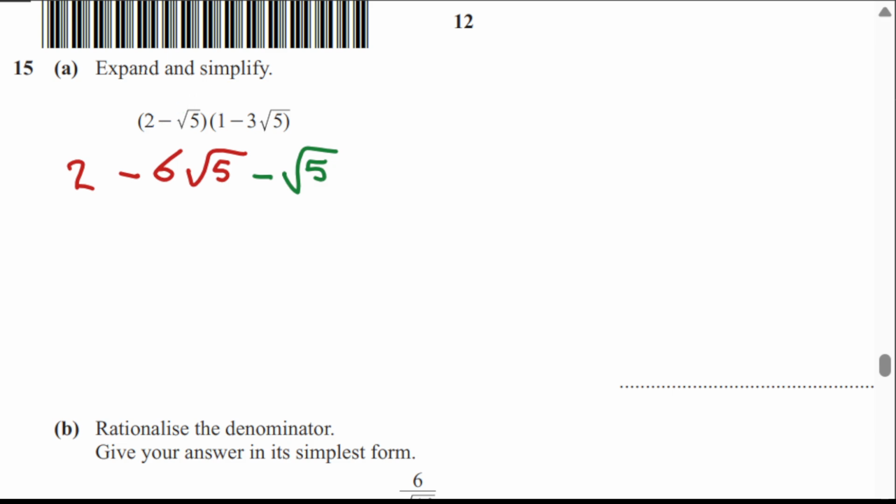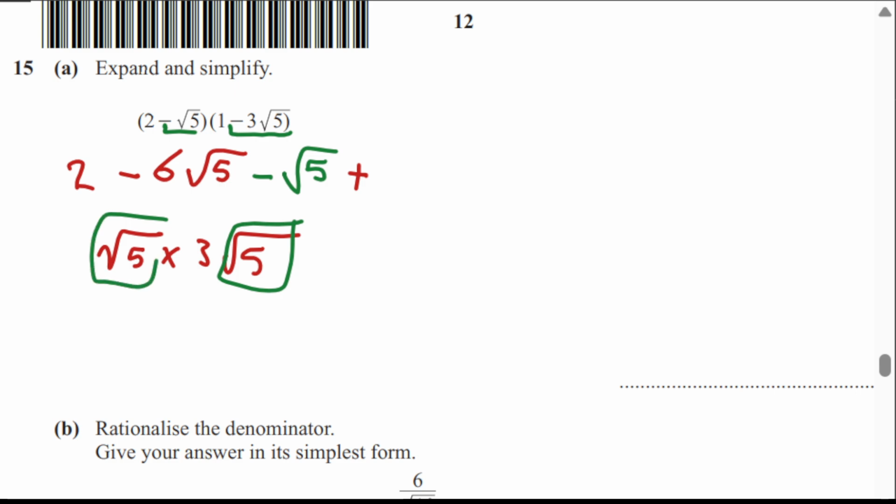And now minus root 5 times minus 3 root 5. Since it's negative, so this will be positive here. And then root 5 times 3 root 5. From now on, root 5 times root 5 is just 5. You would just get rid of this root. And then times 3, so it's 15. So this is plus 15.